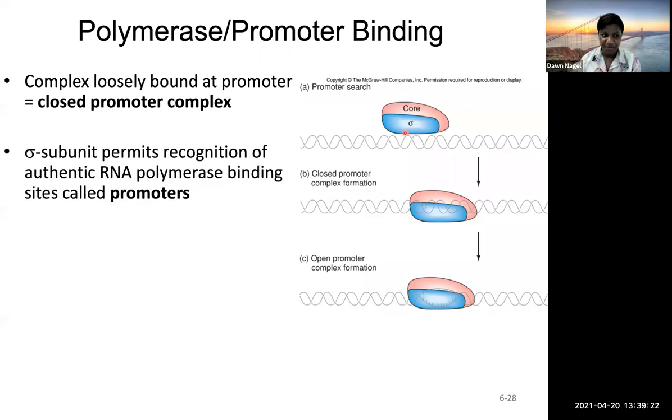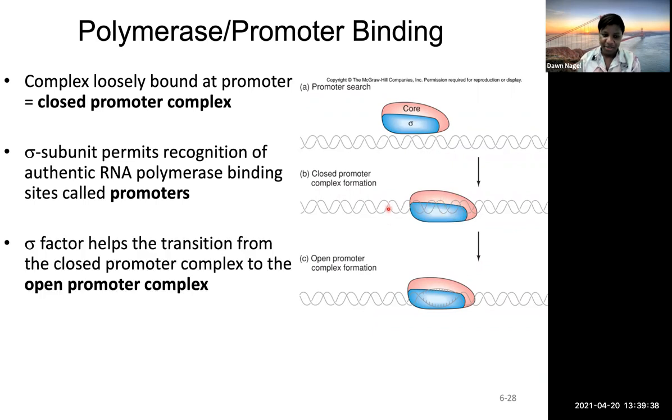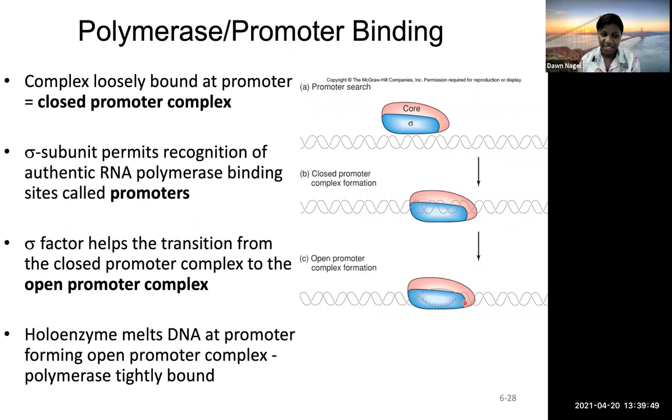Once it recognizes certain sequences, and this is really promoted by this sigma factor, it really strongly binds to the DNA. Okay, so you see the DNA going through it, it kind of wraps around binding to the DNA. In addition, once it binds to the DNA, this sigma factor helps to transition from this closed promoter complex to an open promoter complex. And it does this because this whole enzyme, as you guys recall, have some kind of helicase activity. So it's able to unwind the DNA and melt the DNA at the promoter, forming this open format.